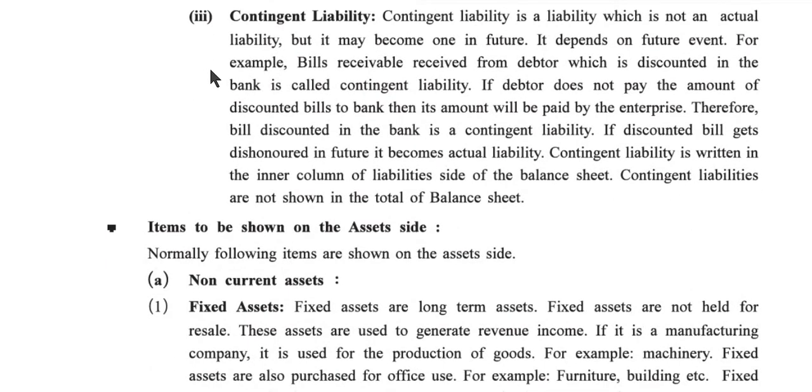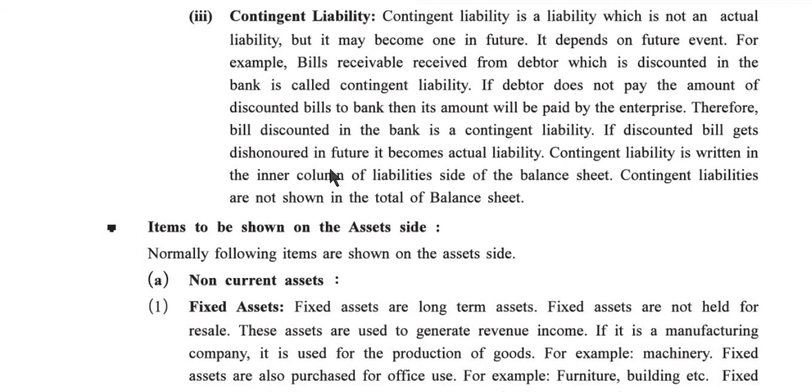contingent liabilities. Contingent liability is a liability which is not an actual liability, but it may become one in future. It depends on the future event. For example, a bill receivable received from a debtor which is discounted in the bank is called contingent liability. If the debtor does not pay the amount of the discounted bill to the bank, then its amount will be paid by the enterprise. Therefore, a bill discounted in the bank is a contingent liability. If the discounted bill gets dishonored in future, it becomes an actual liability.